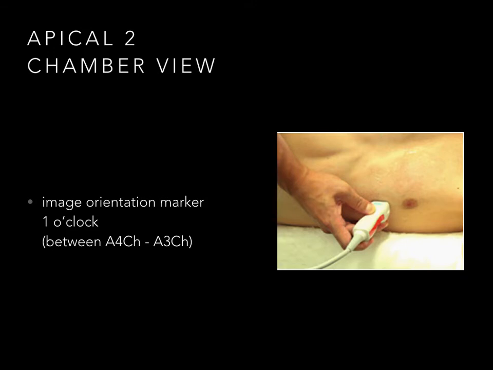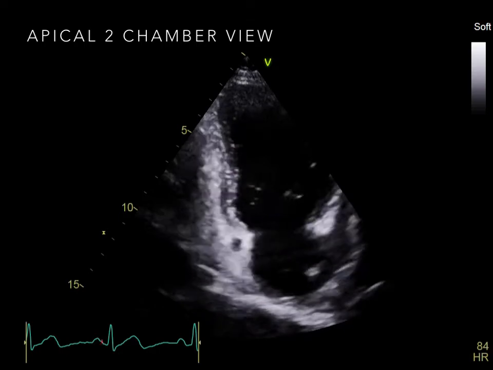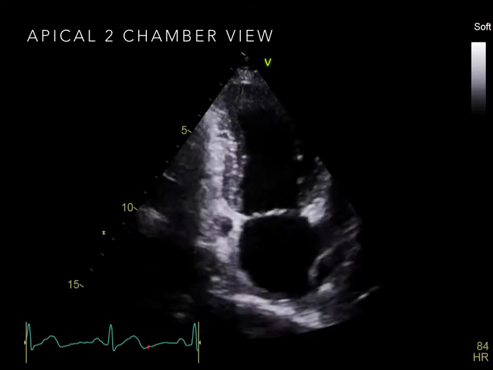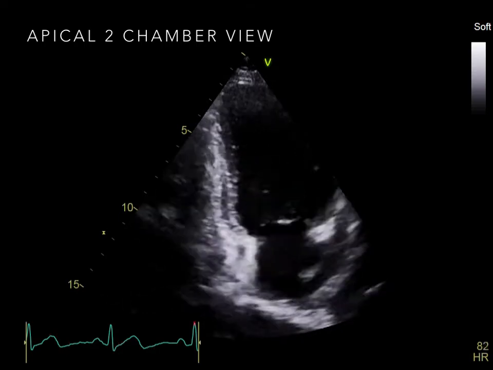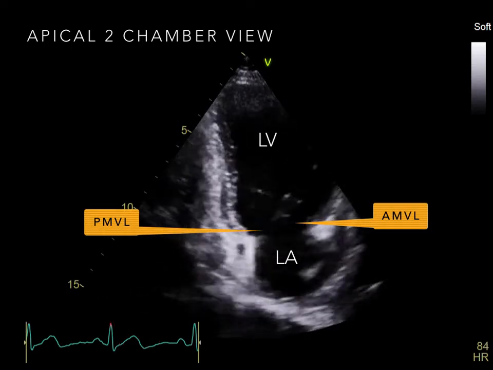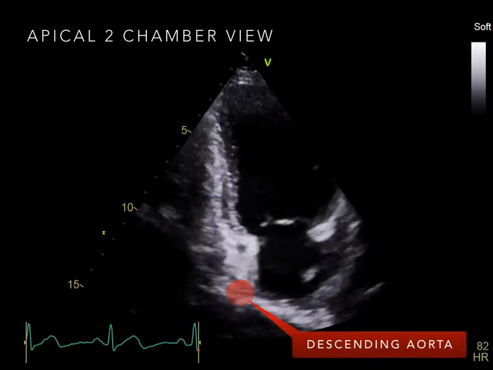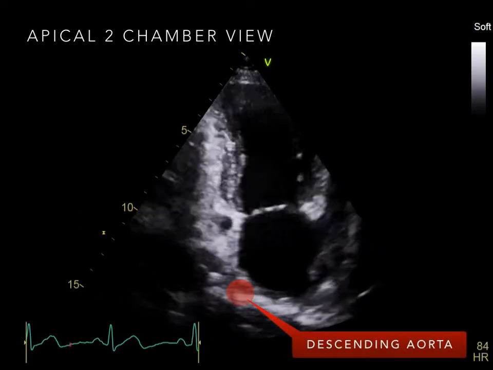By rotating the probe counterclockwise into the 1 o'clock position, we can obtain the apical 2-chamber view. In this image, we can identify the LV and LA separated by the 2 mitral valve leaflets. The descending aorta is behind the left atrium.